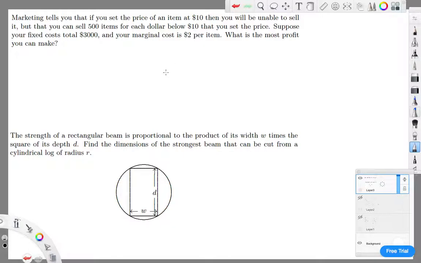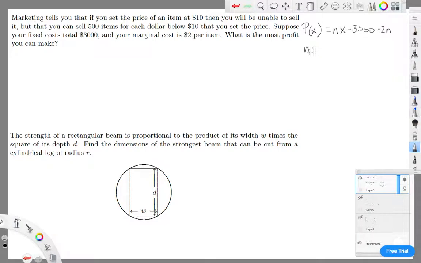Well, so we're going to have to come up with a couple of different functions. First, our profit function. Profit as a function of x, and x is the price. Profit is n, the number sold, times the price, minus 3,000, minus $2 per item, and that's times the number sold. Okay, but what is n? So we have to find n. Right, how do we do that?